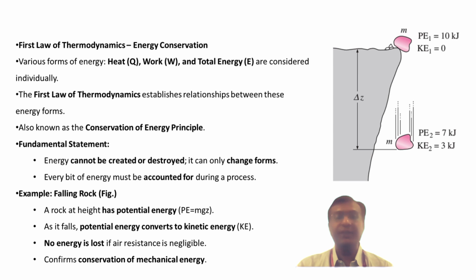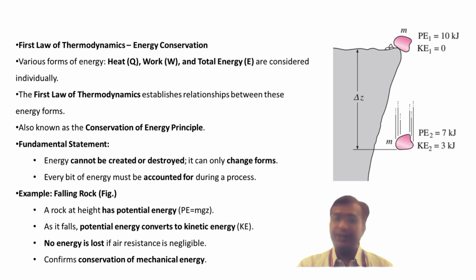Now, understanding these energy forms is very crucial in defining the first law of thermodynamics. We know what is meant by heat. It is the energy transferred due to a temperature difference between systems. Work is the energy transfer when a force acts over a distance. And total energy indicates the sum of all forms of energy present in the system, including internal energy, kinetic energy, and potential energy. Take an example of a falling rock.